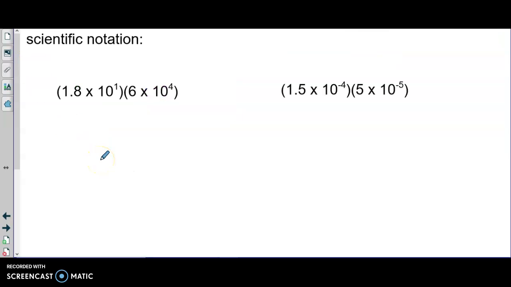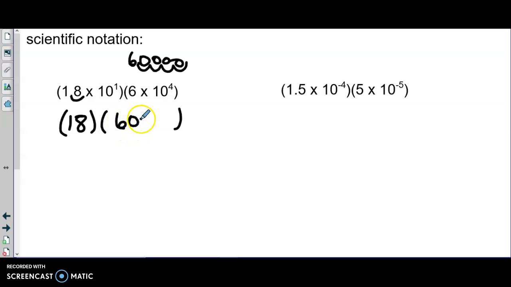All right, so here's some scientific notation. There's 2 ways we can do this. The first way is to write it out in standard form. So since my exponent is 1, I'm just going to move my decimal 1 time. So if I wrote this in standard form, it would be 18. And then if I wrote this one in standard form, if I don't see the decimal, it's behind the 6. And then I want to move it 4 times to make it bigger because it's a positive exponent. So this number written out in standard form is really 60,000.